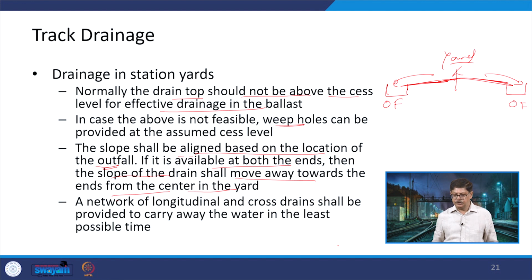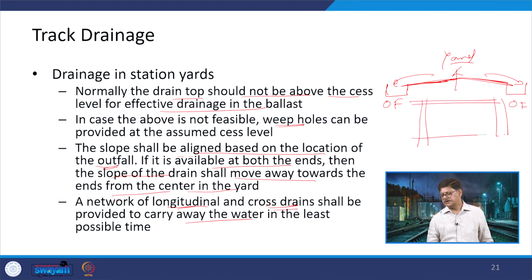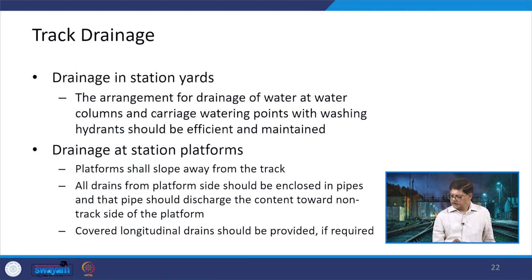A network of longitudinal and cross drains shall be provided to carry away the water. So, wherever there are problems, it is not that we are providing only the longitudinal drains here. If there is a requirement, then we can go for these types of cross drains, and they are connected with each other, so that the water when it comes in one can be taken through the other towards the outside. Then the arrangement for the drainage of water columns and carriage water points with washing hydrant should be efficient and maintained. So, wherever such washing systems are being provided, we need to be more cautious there.